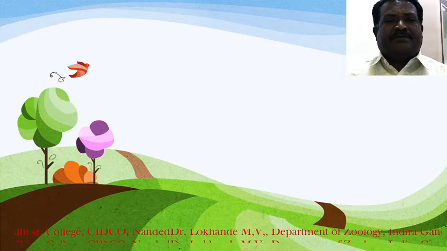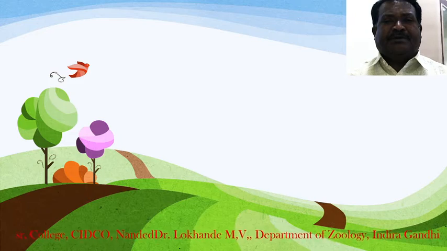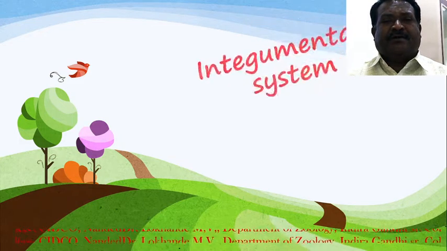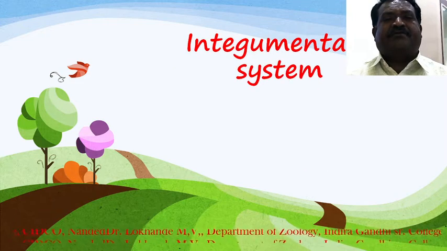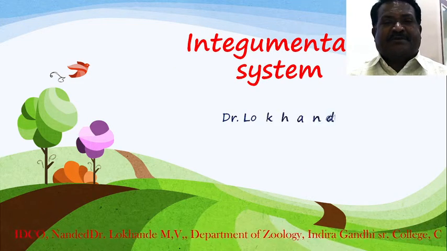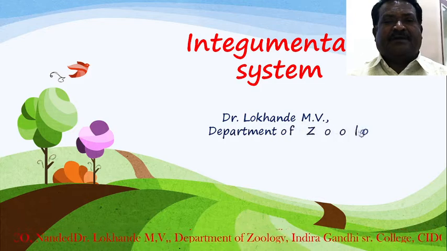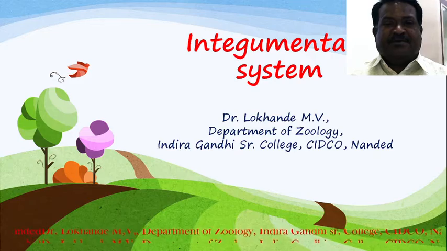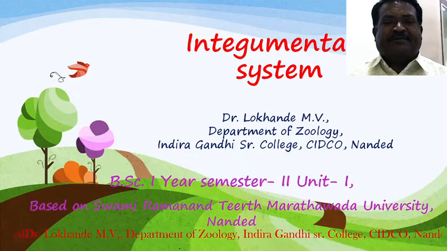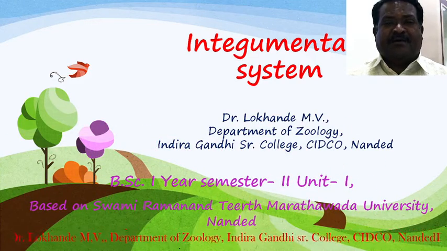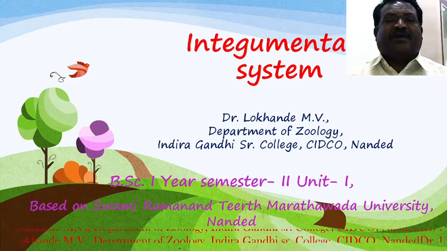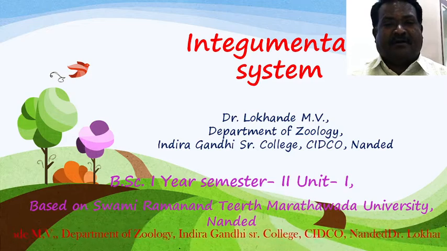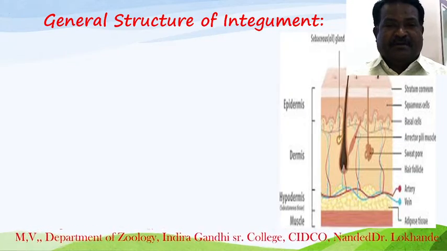Now, let us start the unit. The second bit is the integumentary system of the vertebrates. So, first of all, what is meant by the integument, or the integumentary system? The integument is nothing but the body covering of the animal. It is also called the skin of the animals, or of all the vertebrates.